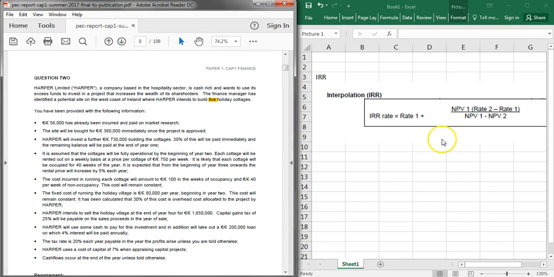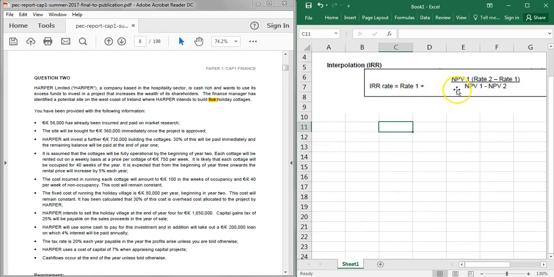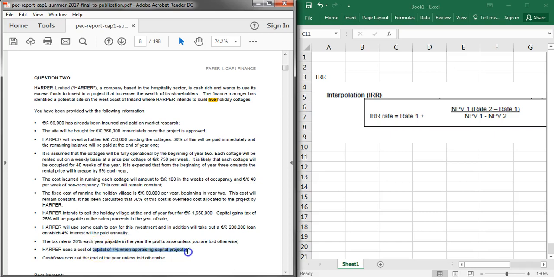But what we need to do now is we need to get 2 NPVs then. We need to get a rate 1 with an NPV 1 and a rate 2 with an NPV 2. Right, so that's your basic in terms of how IRR works. We're told in the question the cost of capital is 7%. So we'll use that as one of them. That's a logical starting point, because why would they give it to us otherwise? Let's use 7%. So what we now need is a cash flow table.